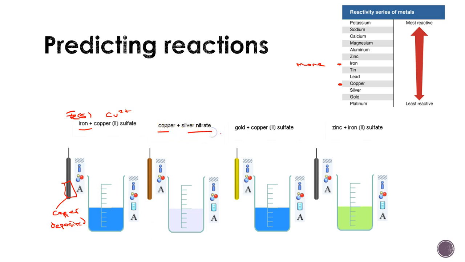Okay, let's have a look here. Copper and silver nitrate. Silver is less reactive than copper. Okay, so in this case, if I place this rod into this solution, I will see crystals of silver forming on the copper rod, and then over time the solution will turn blue as Cu2+ is dissolved into solution.